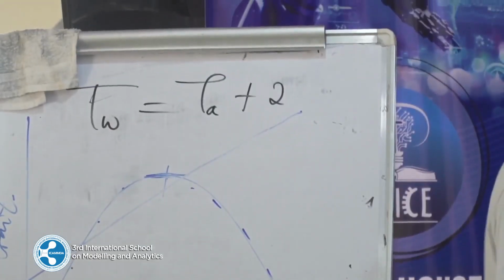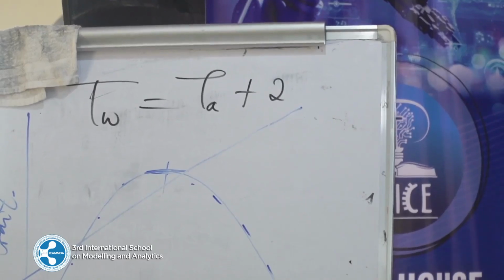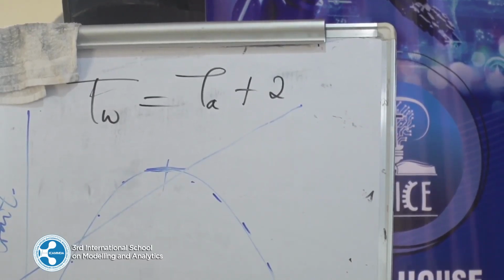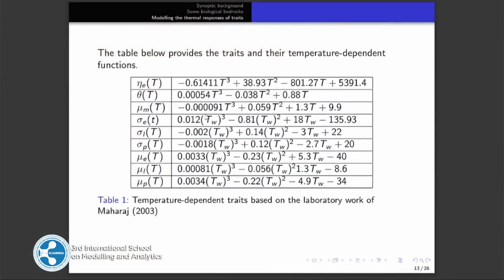In fact, there are possibly papers where, when they want to give the function, instead of writing T subscript W, they just put T plus 2, telling you that the air temperature plus 2 makes up the water temperature. Please, are we together now?